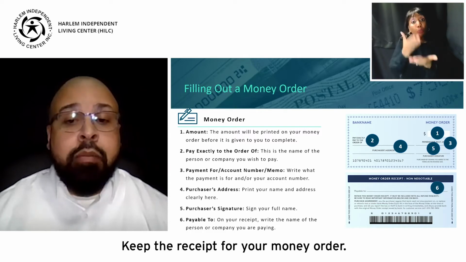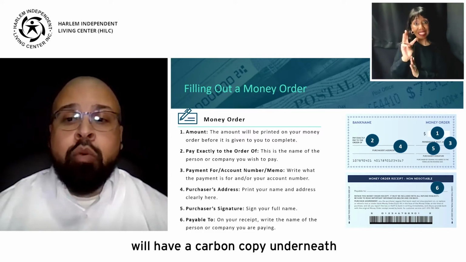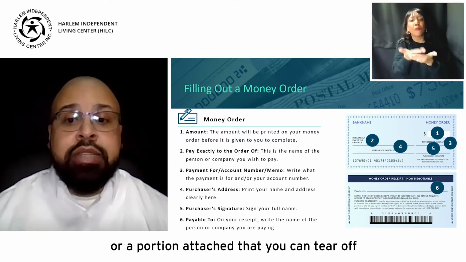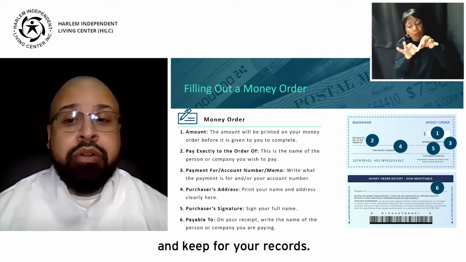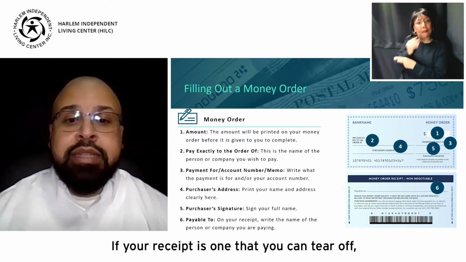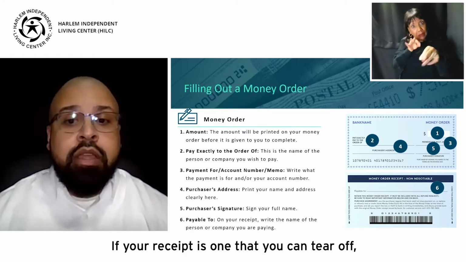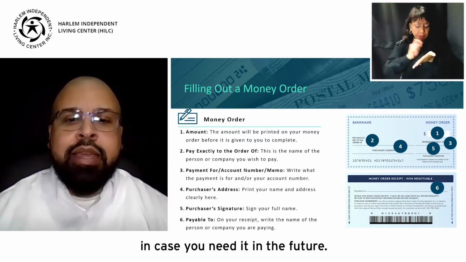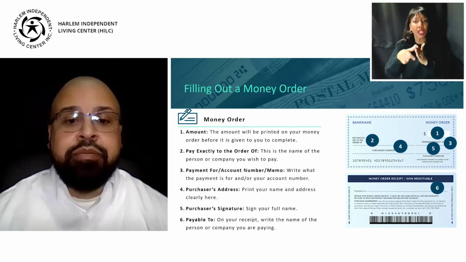Keep the receipt of your money order. Either your money order will have a carbon copy underneath or a portion attached that you can tear off and keep for your records. If your receipt is one that you can tear off, make sure you add who your money order was payable to in case you need it in the future.